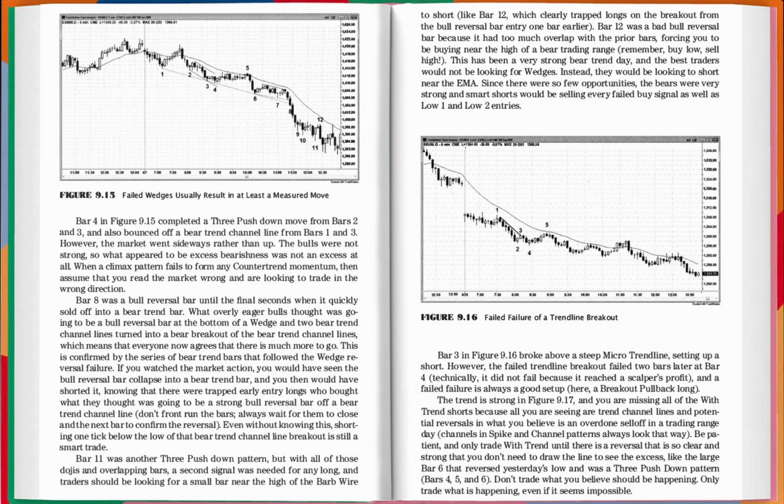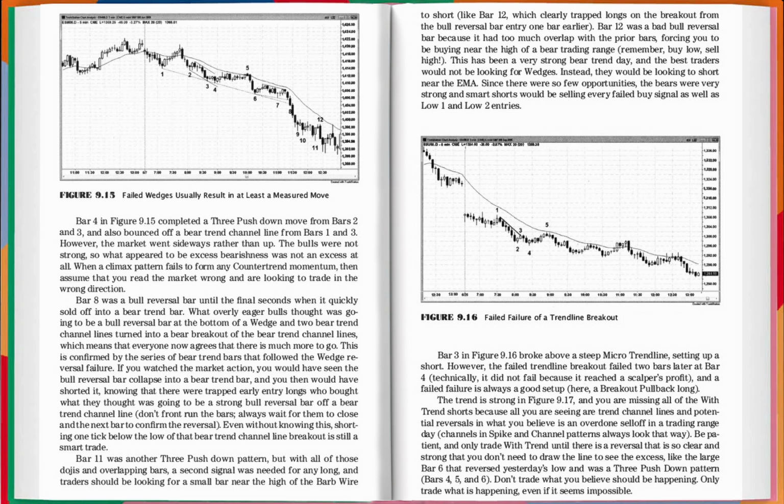Bar 16 broke above a steep micro trend line, setting up a short. However, the failed trendline breakout failed 2 bars later at bar 4. Technically, it did not fail because it reached a scalper's profit, and a failed failure is always a good setup here, a breakout pullback long.